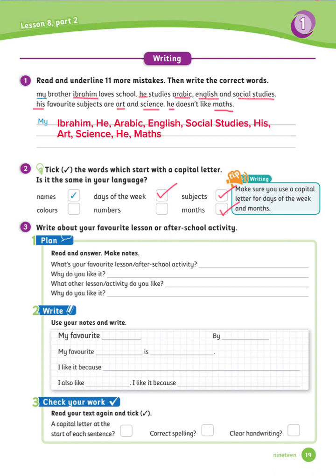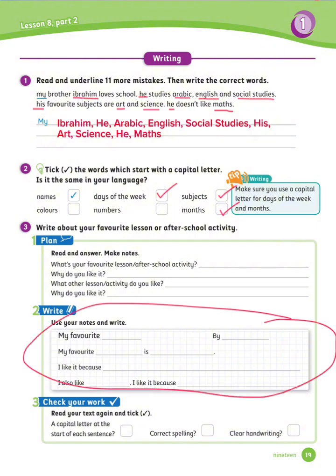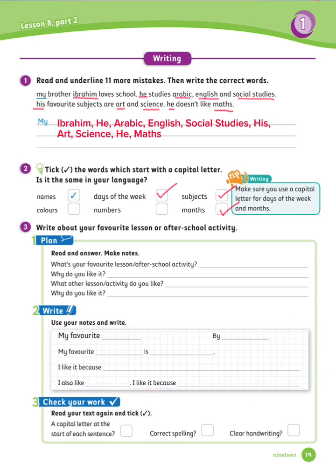Exercise number 3. Write about your favorite lesson or after-school activity. You will write about what your favorite lesson or after-school activity is, why you like it, what other lesson or activity you like, and why you like it. Now, use this example to organize your notes. At the end, check your work. Check a capital letter at the start of each sentence. Correct spelling. Clear handwriting.